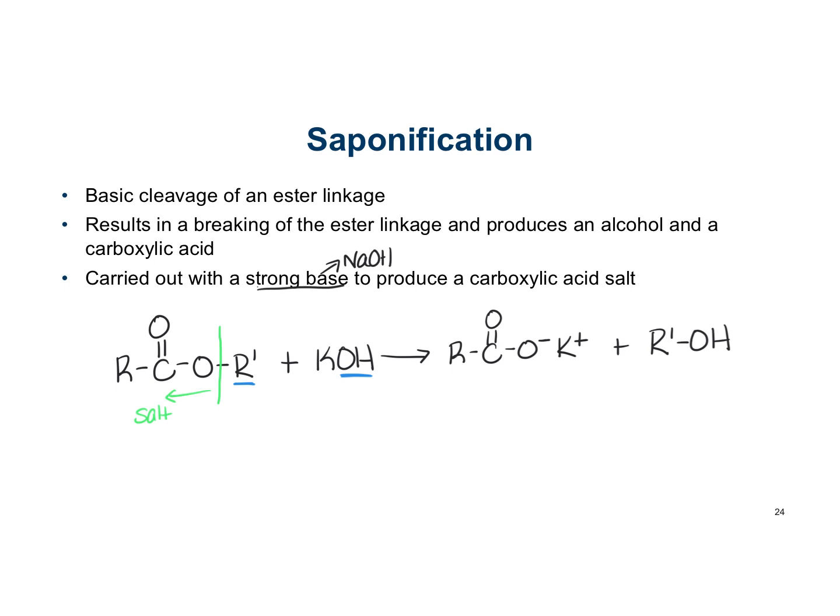Now, let's look at a specific example. So in our specific example, we're going to have methyl benzoate and we are going to react it with sodium hydroxide.